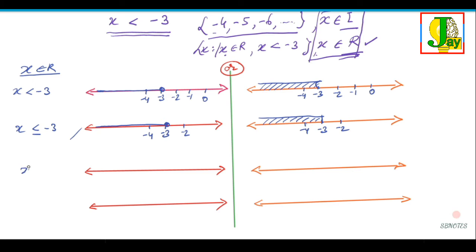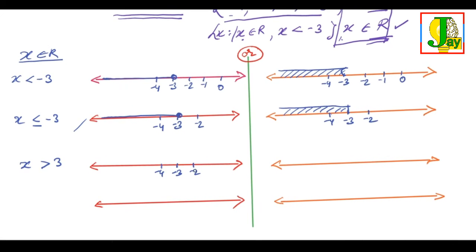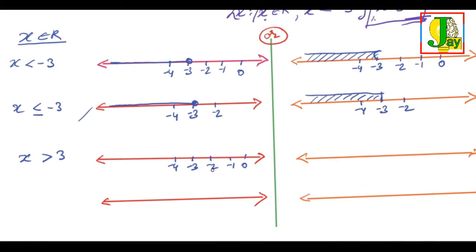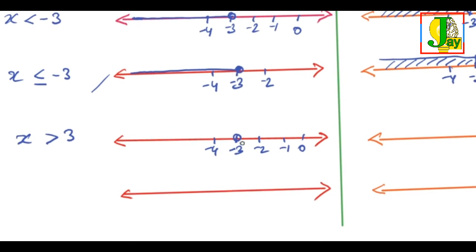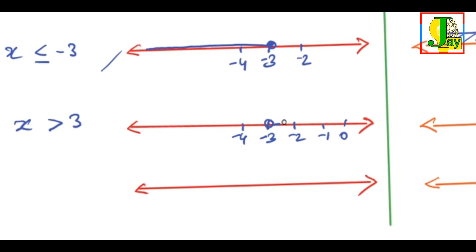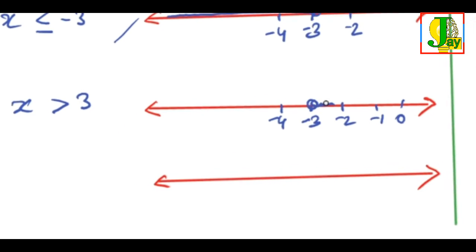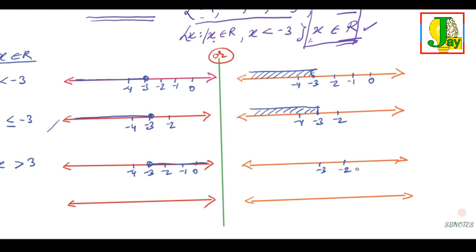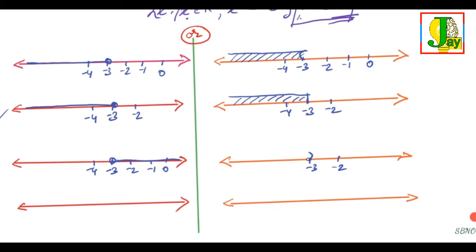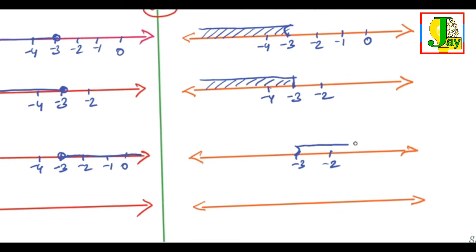Now if x is greater than -3, it is the same way. Now it will be bigger than -3: -4, -3, -2, -1, 0. It is greater than -3, but -3 is not included, so a circle will be made here, a hollow circle, and then join the line on the right hand side. Similarly, here -3, -2, and again -3 is not included, so a curved line.